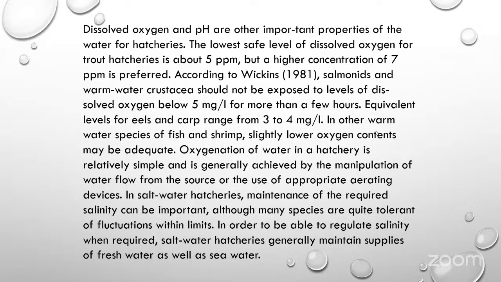Oxygenation of water in a hatchery is relatively simple and is generally achieved by the manipulation of water flow from the source or the use of appropriate aerating devices. In saltwater hatcheries, maintenance of the required salinity can be important, though many species are quite tolerant of fluctuations within limits. So in order to be able to regulate salinity when required, saltwater hatcheries generally maintain supplies of fresh water as well as seawater.